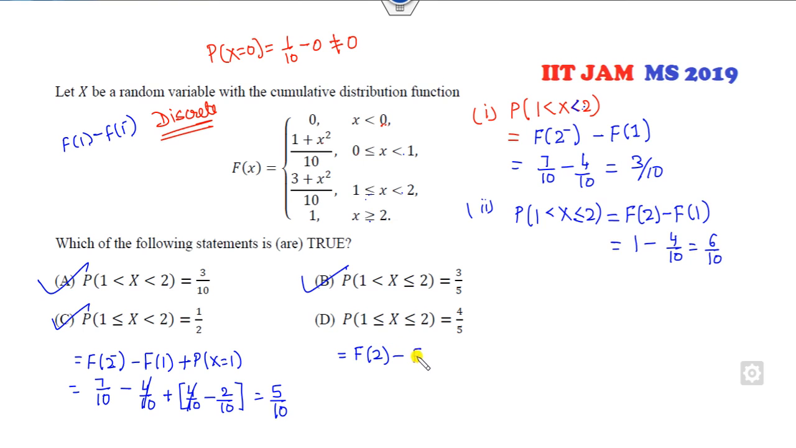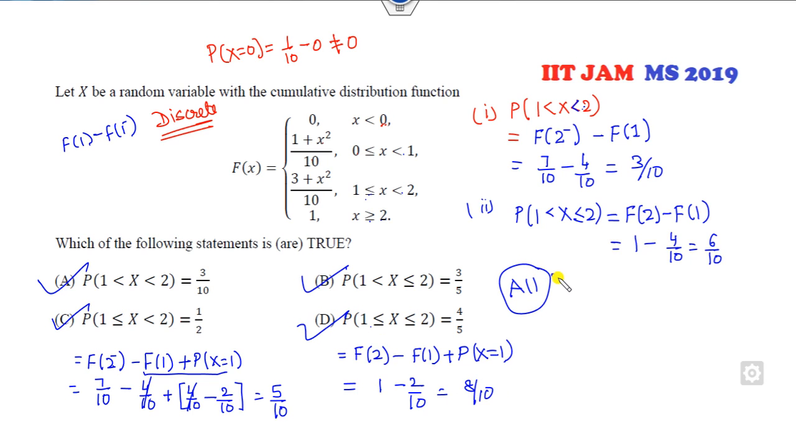Again, I don't need equality at the lower side, so I can write this plus x equal to 1. So what is f of 1? This value I already computed here. So this value will be my minus 2 over 10. So it is 8 over 10. So all are my correct answers for this problem.